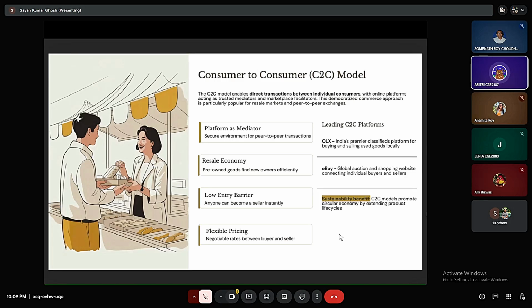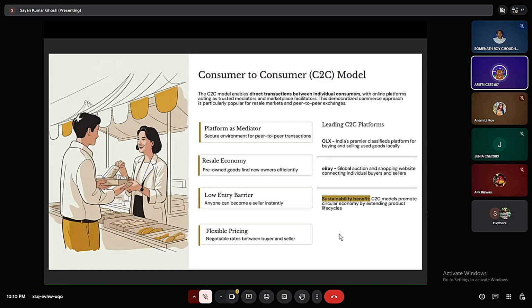Now let's move on to the consumer to consumer or C2C model. In this model, individual consumers buy and sell directly with other consumers. Online platforms act as intermediaries, making transactions safe and easy. This model is especially popular for resale marketing and peer-to-peer exchanges.